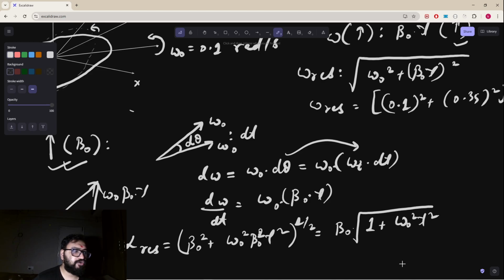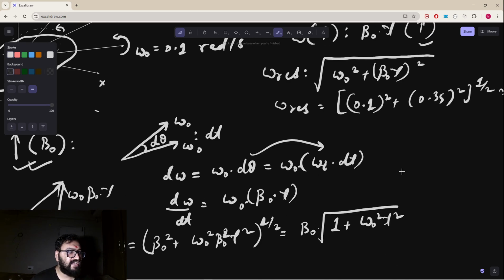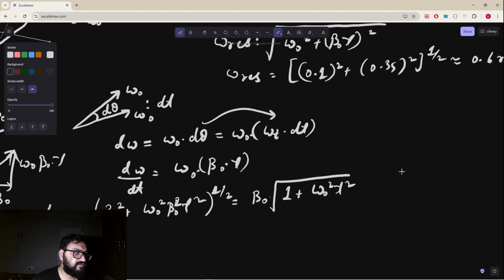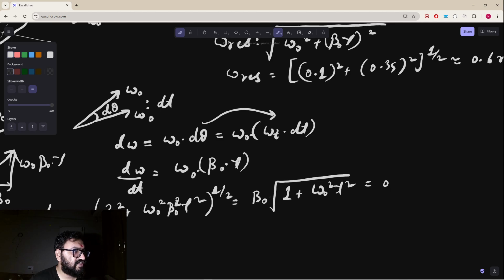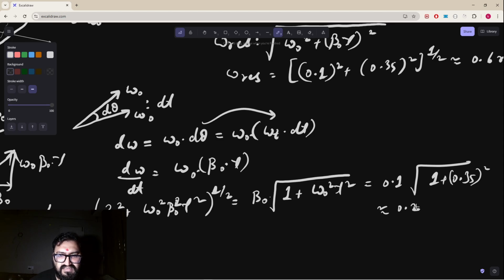Okay, if I put in the value of beta naught as 0.1, omega naught as 0.1 and t as 3.5, I'll get my answer as square root of 1 plus 0.35 whole square. It will be nearly equal to 0.2, I guess. Yeah, 0.2 radian per second square. Okay, this is what my answer is going to be.